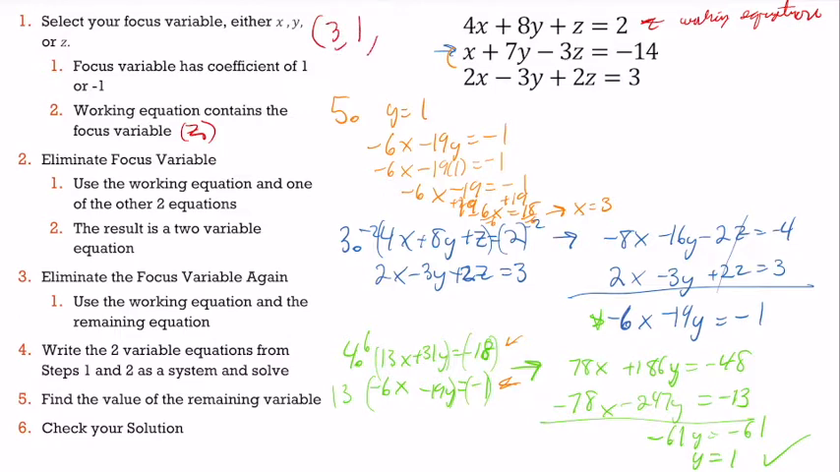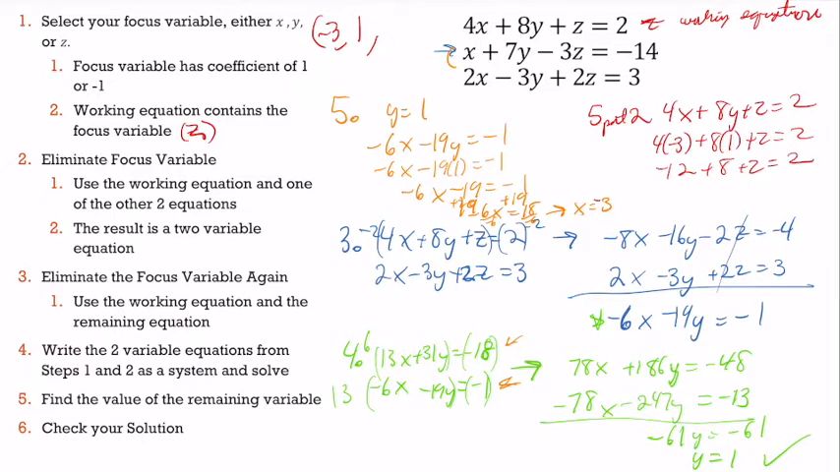Now I can solve for z. So if I have 4x plus 8y plus z equals 2, that means I have 4 times negative 3, because that's a negative 3, plus 8 times 1 plus z equals 2. So I have negative 12 plus 8 plus z equals 2. I get negative 4 plus z equals 2, so z is going to give us a positive 6.